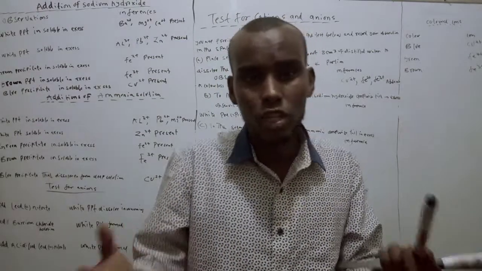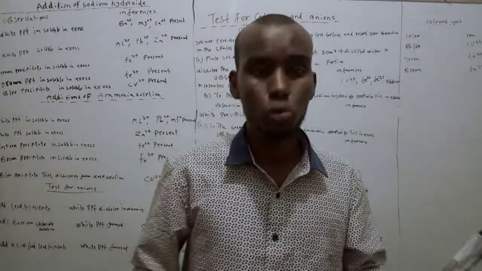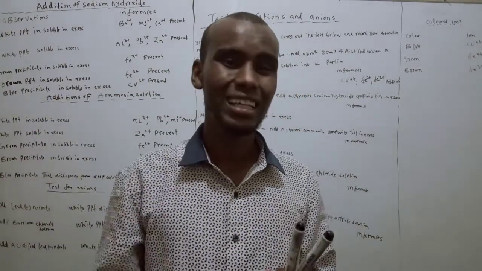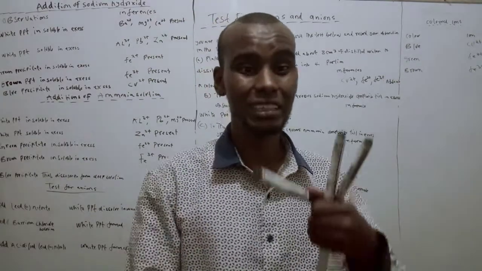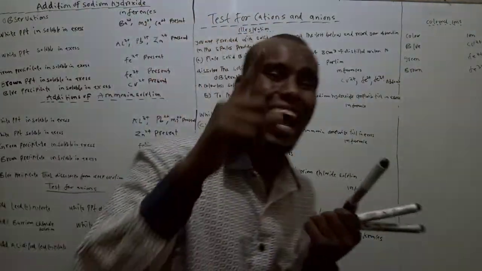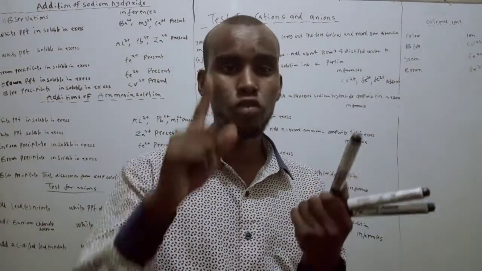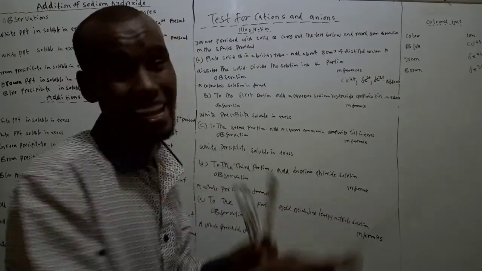I wish I had the equipment. I could have demonstrated, but I don't have the laboratory equipment. But at least we have the skills. Once we do the real practical, at least you can apply it. Now, for this case, it is soluble in excess. That means our milky solution was forming only one layer. That's why we have here a white precipitate soluble in excess.